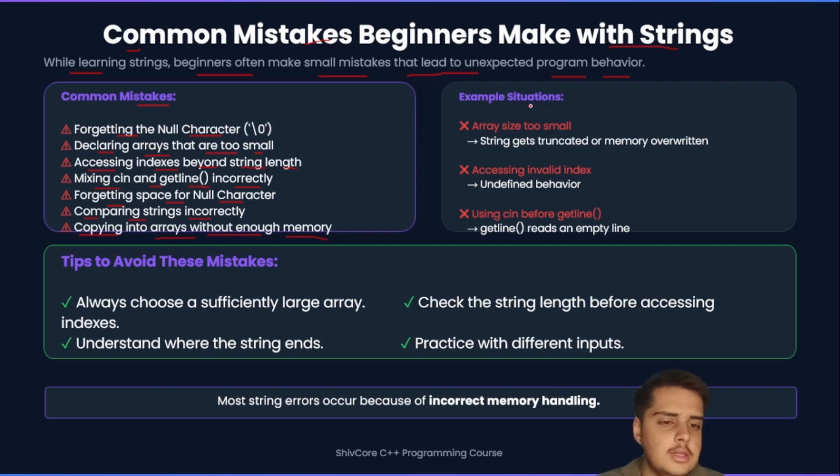Some example situations are: array size too small, so the string gets truncated or memory overwritten; accessing an invalid index, which is undefined behavior; or using cin before getline, so getline reads an empty line. Tips to avoid these mistakes are: always choose a sufficiently large array, understand where the string ends, check the string length before accessing, and practice with different inputs. Most string errors occur because of incorrect memory handling.